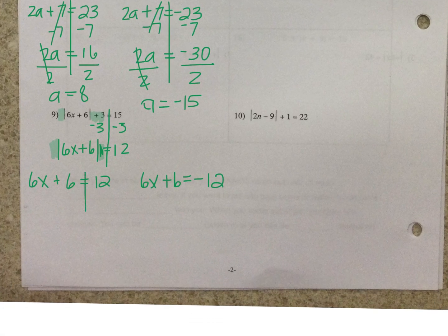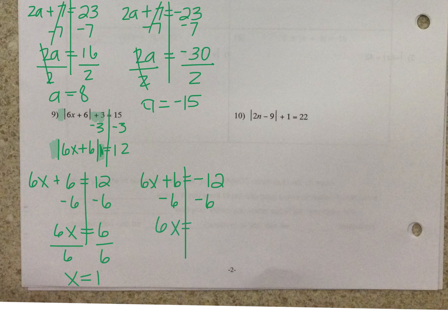Now let's solve this. Minus 6. I've got 6x equals 6. Divide by 6, x equals 1. I do the exact same steps. Subtract 6. 6x equals negative 18. Divide by 6, x equals negative 3. So my final answer would be x equals negative 3 and 1.